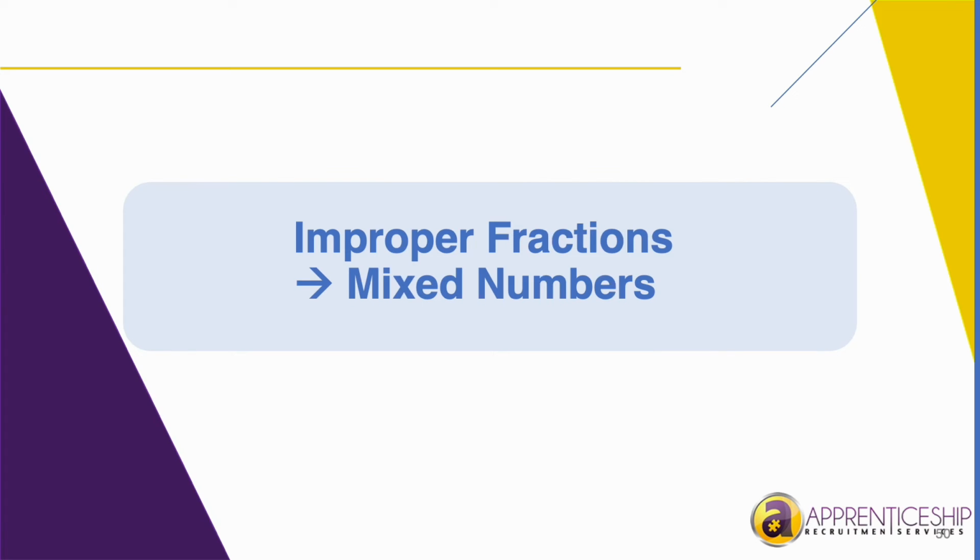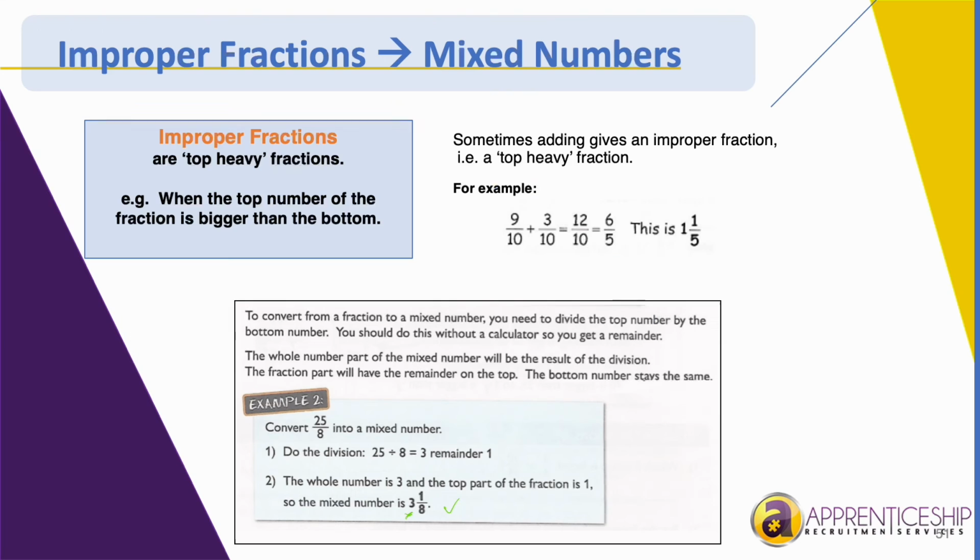Okay, improper fractions to mixed numbers. Improper fractions are what you call your top heavy ones. They're the ones where the top number, the numerator, is bigger than the denominator. In this instance, it might be 9 quarters, 2 over 1, or 4 over 3. So they're your improper fractions. A mixed number is when you have a whole number and a fraction, it's mixed. You've got 1, which is your whole number, and a fifth, which is your fraction.